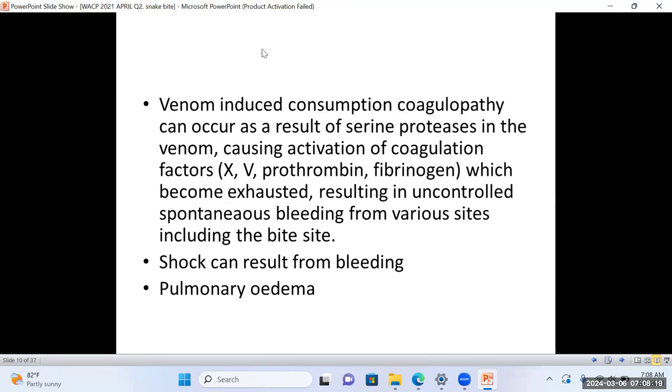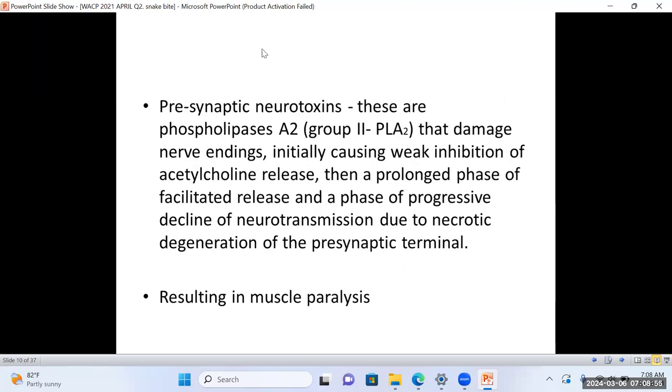Now, there's also an entity called venom induced consumption coagulopathy, where serine proteases, which are contents of the venom itself, cause activation of the coagulation factors 9, 5, prothrombin, and fibrinogen, which become exhausted and can result in disseminated intravascular coagulopathy with uncontrolled bleeding from various sites. It can be epistaxis, it can be bleeding from the wound site, it can also result in upper GI bleeding in some instances where there's already a predisposing factor in that patient. From this bleeding, there can be resultant shock and pulmonary edema, like I mentioned, depending on the area.